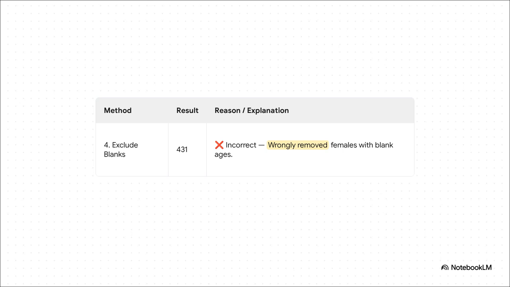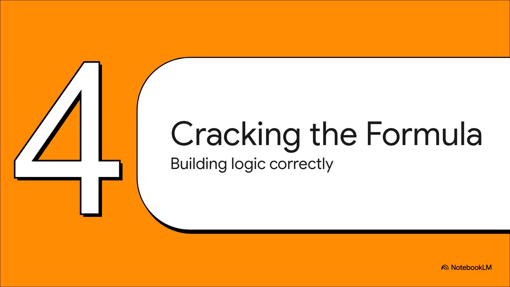And honestly, this is the sneakiest mistake of all. Why? Because by telling the formula to just throw out anyone with a blank age, we accidentally tossed out all the women who should have been counted, but just happened to be missing their age in the records. Our logic was too blunt, too aggressive. Okay, deep breath. We've learned from every single one of our mistakes. We now understand the difference between AND and OR. We know that blank cells get treated as 0, and we know we can't just blindly throw data away. With all that knowledge, we are finally ready to build the one formula that gets it right.